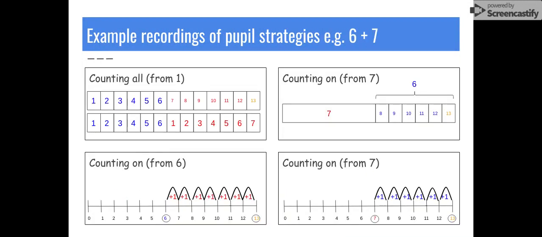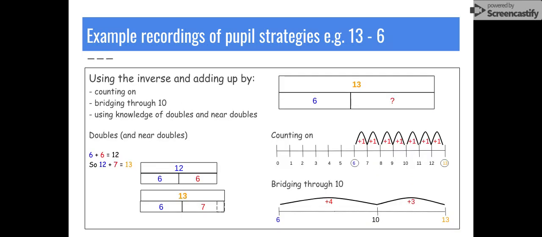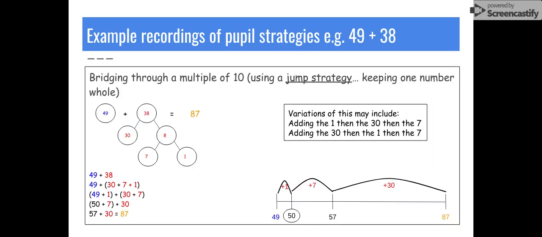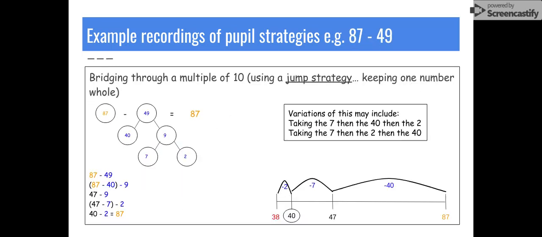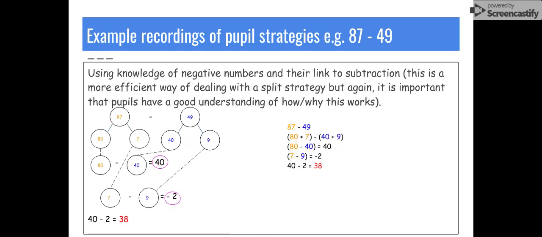The second purpose is to show that for a given problem, in this case 6 plus 7, there are different ways of recording the strategies that pupils may put forward. Consider yourself why you might use one visual rather than another, and how different visuals support different aspects of understanding. There are several examples to help you get a broad overview. You can look at these in more detail using the resource.